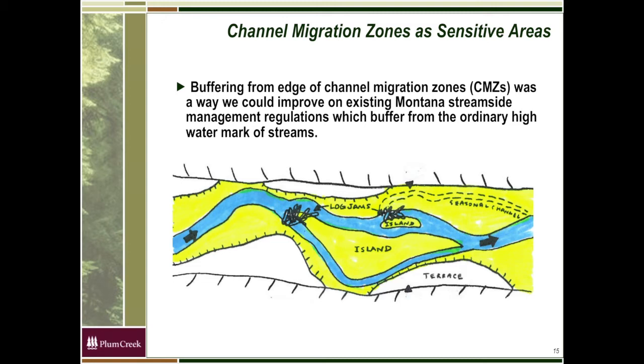And that doesn't necessarily capture the channel migration zones. So we felt that this is an area where our HCP needed to go beyond the current state regs in Montana in order to capture this very important component of fish habitat, which are areas, channels that might be active in the future, and make sure that we did a buffer strategy that incorporated those features.